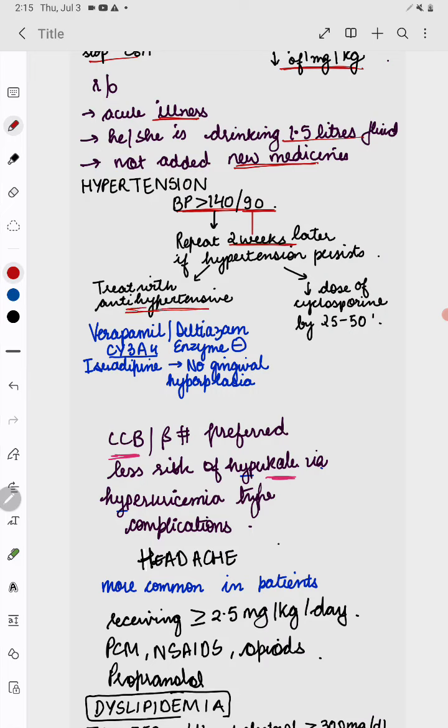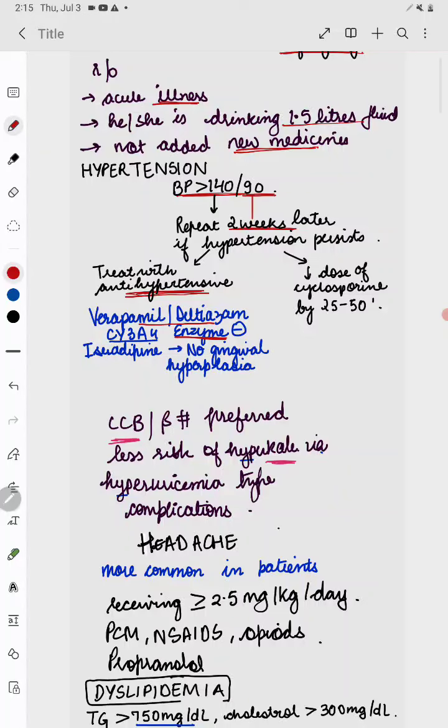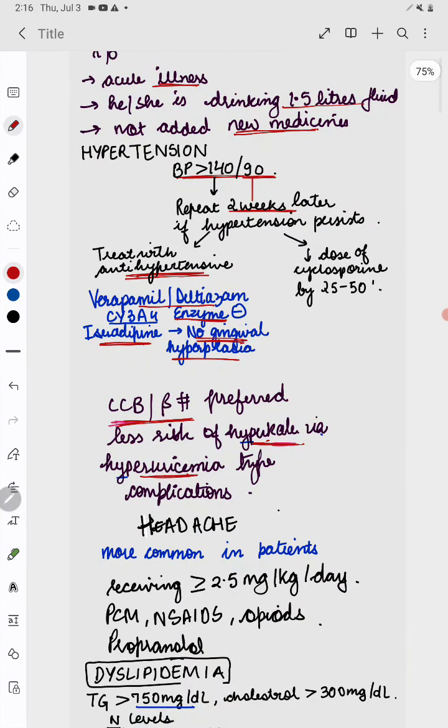Now you have to add an antihypertensive if it stays the same. Now you can add verapamil, diltiazem, but they can cause enzyme inhibition. So you can add isradipine. CCBs and beta blockers are the preferred drugs because the risk of enzyme interaction is low, hyperkalemia is less, hyperuricemia is less. The drug in itself is said to cause these complications, so if you give CCBs and beta blockers, the risk is less. Isradipine is a drug which causes no gingival hyperplasia. Gingival hyperplasia is also seen with cyclosporine, so these are the preferred medicines with cyclosporine.